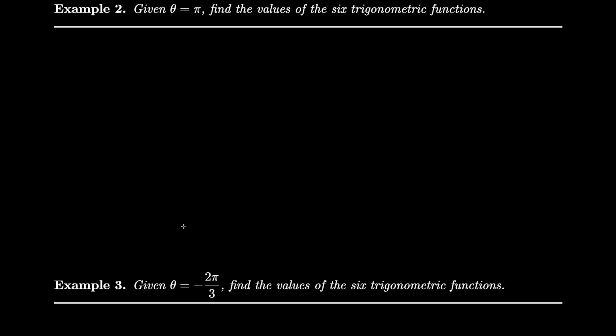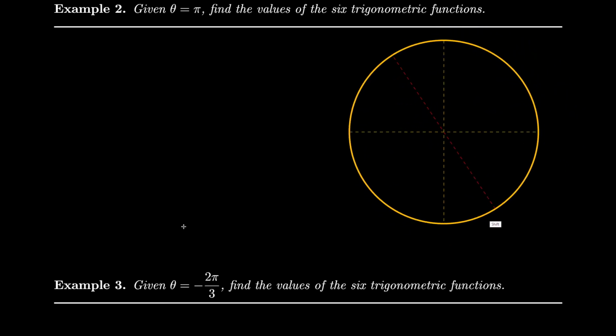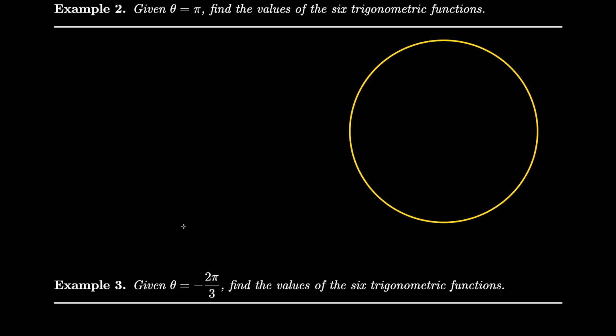So here's the next 2. The first one says, given theta equals pi, find the values of the 6 trigonometric functions. And I want to go over this. So let's again pull ourselves up a circle. And let's look at this. This one doesn't have to be quite as big because it's just pi. And then let's get ourselves this back. And let's go in the middle here. And then let's get our reference angle here.